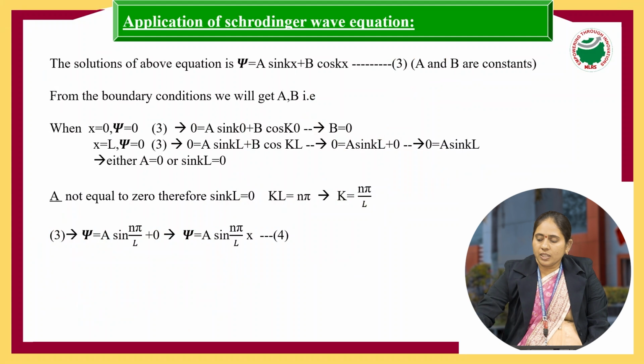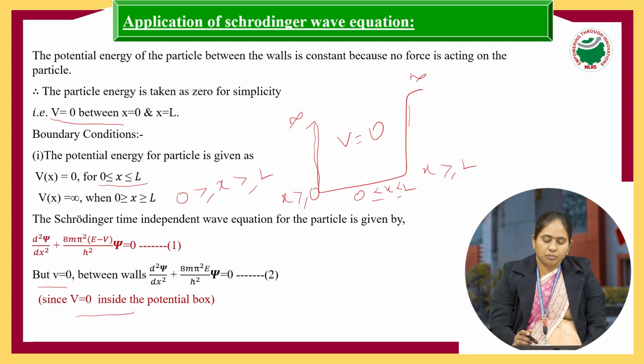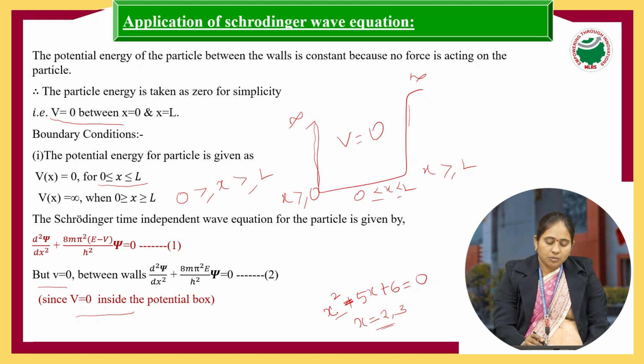Next one, for each and every equation there is some solution. Suppose x square plus 5x plus 6 is equal to 0. So x has two solutions. By substituting x you will get the solution, that is x value 2 comma 3. Suppose x equal to 2 or x equal to 3, substitute it, then this is the solution of this equation. Similarly here also there is an equation, that is a second order differential equation, which has a solution.